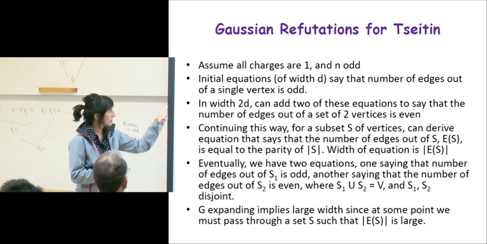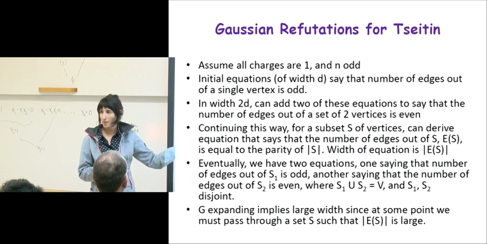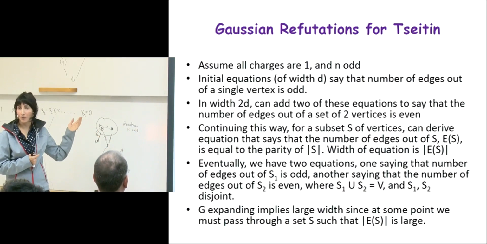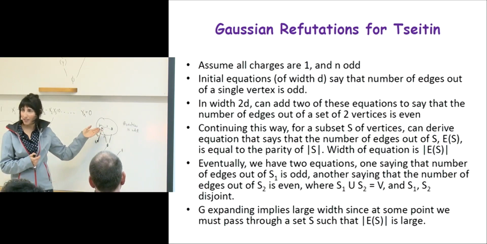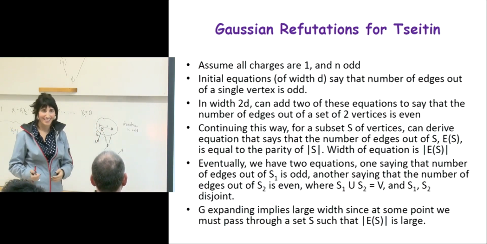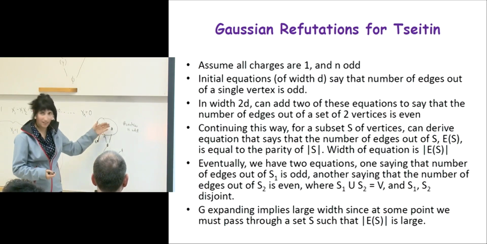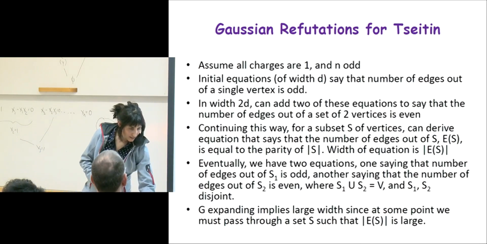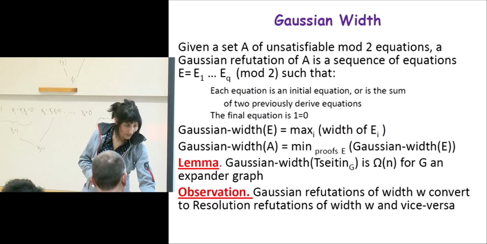Sorry, I'm going to ignore this. This is the upper bound that I alluded to before, where I said the only way to prove these with a Gaussian proof is to start with an equation, add another equation, in some order in which you add the equations together. As long as the graph is expanding, you have to have a wide clause in it. That's what that slide is, and that's the width bound. I'm not going to do it. We already kind of saw it.